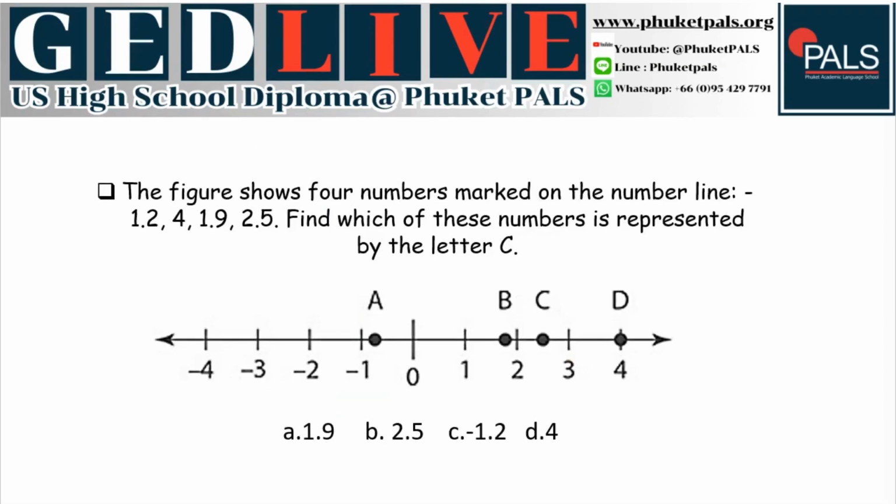Let's see some more questions here. The figure shows 4 numbers marked on the number line: 1.2, 4, 1.9, 2.5. Find which of these numbers is represented by the letter C. So C you can see here, and it's coming right between 2 and 3, right? So you can see the point is greater than 2 and lesser than 3. So the value that comes here is 2.5. So B is the answer.